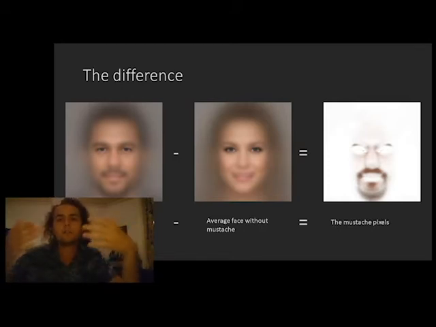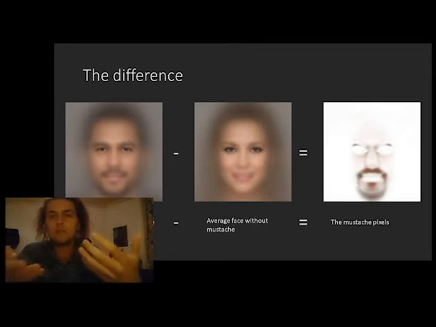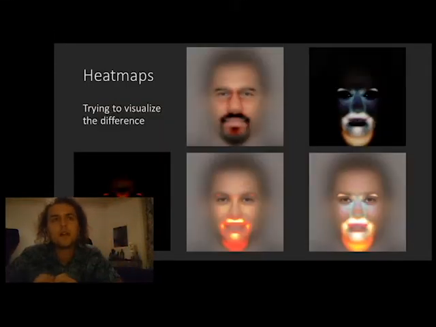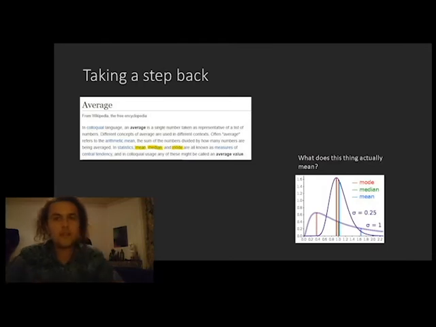Now I could subtract those two images: the people with a mustache and the average of people without a mustache. Then you would be left with only the mustache pixels. So I had the underlying structure of this mustache and I tried to visualize this in different ways, highlighting which parts of the face are mustache parts by creating a heat map. This is nice, but it's not really two stories still. So that is where I went back to the drawing board.